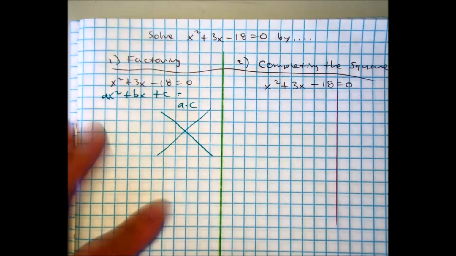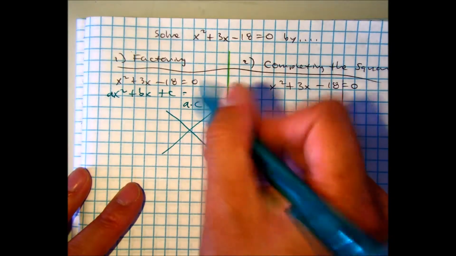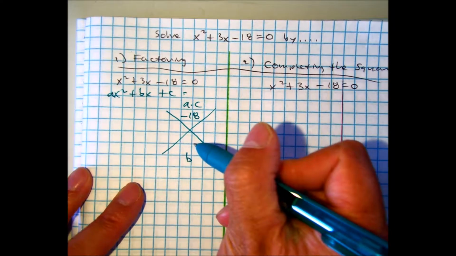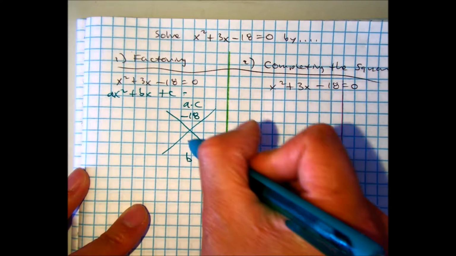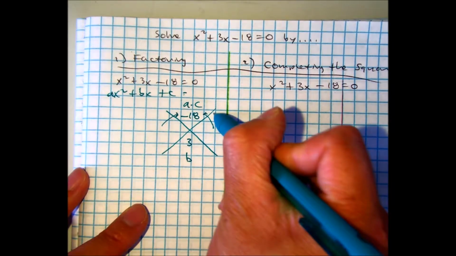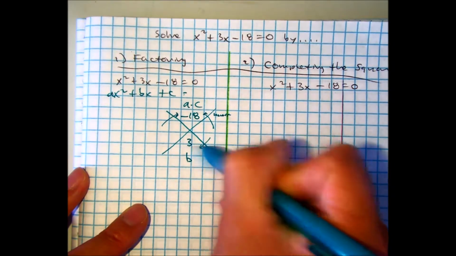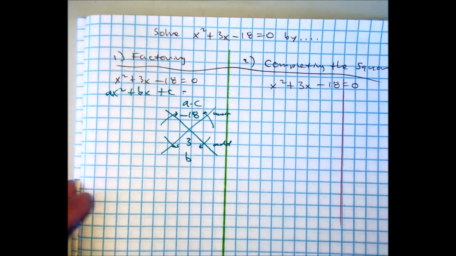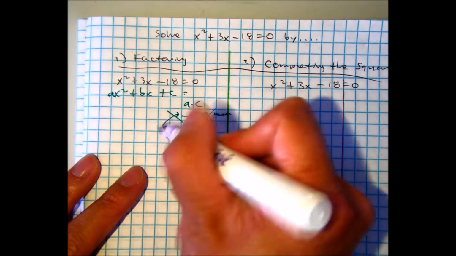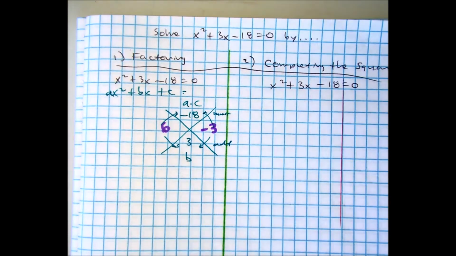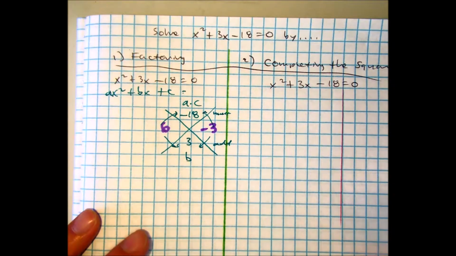Class, a times c is negative 18. Your b value is 3. I need two numbers that multiply to be negative 18 but add to be 3. 6 and negative 3. I saw a couple of students mess up on the next step, of different problems. So I would just recommend keep doing the x and the box for factoring.